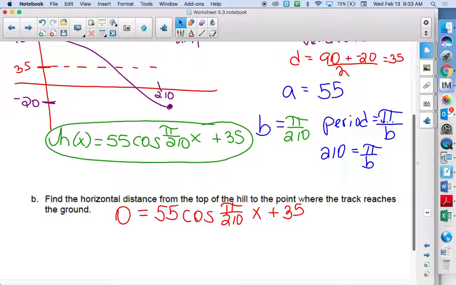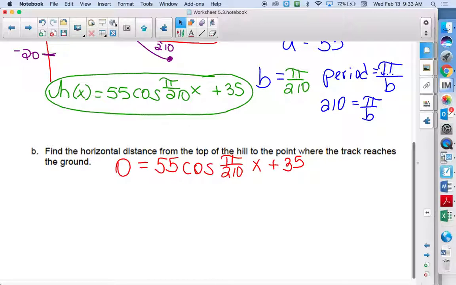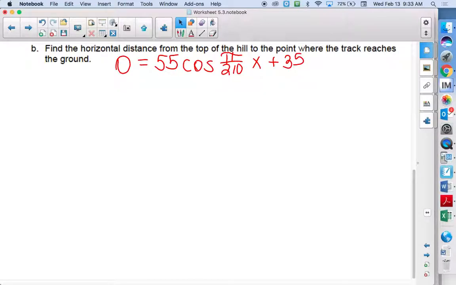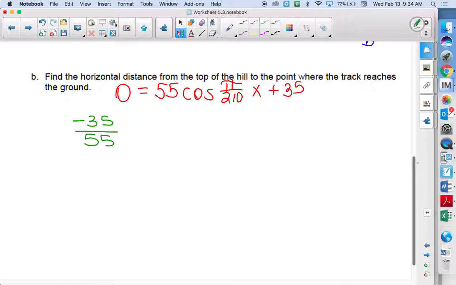And now we need to solve it. And to solve it, you're isolating the cosine. So we're trying to get cosine by itself. So Emerson, what would you do to get cosine by itself? You would start by subtracting 35 to the other side. So subtract 35, divide by 55. So it's just a pi.